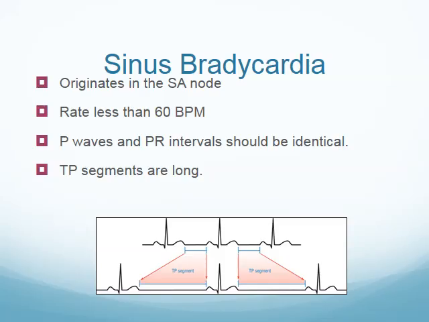Sinus bradycardia, as we already discussed, still originates in the SA node. The rate is less than 60 beats a minute. The P waves and PR intervals are identical, and the TP segments are long because of the slowed heart rate.